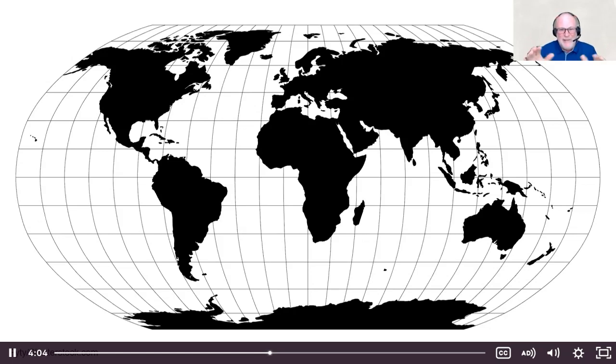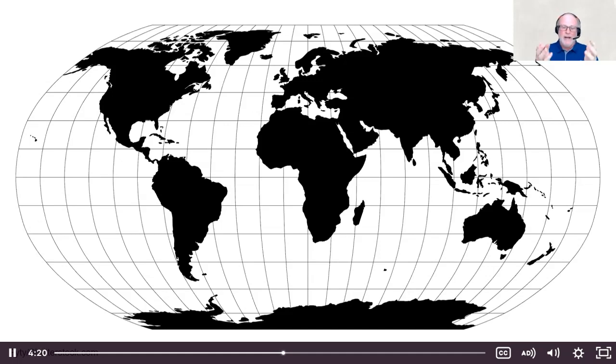I always remember Robinson because it's flat at the top and the bottom and it's curved on the sides. It's just one of those things I tuck away. Kind of like Mercator is going to have a big Greenland, kind of like Gall-Peters is going to have a huge Africa in the middle. Just certain things I remember about the different projections.